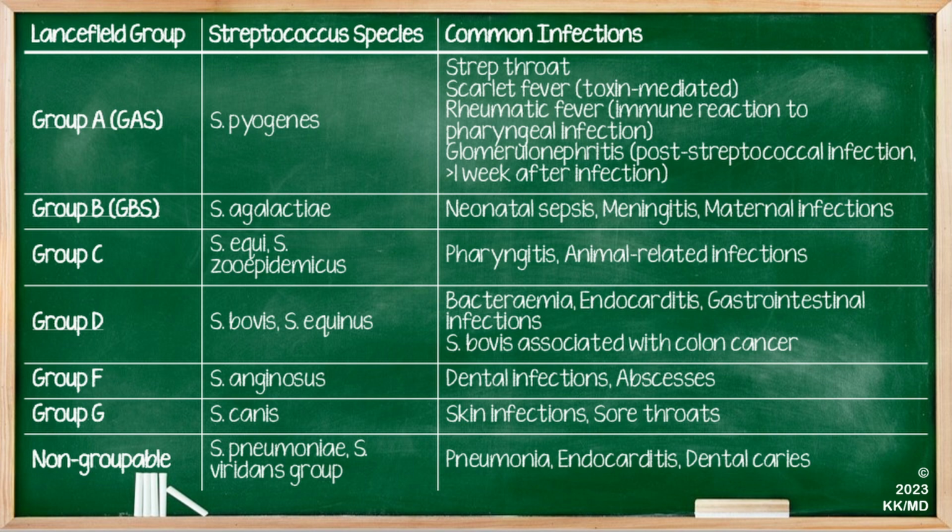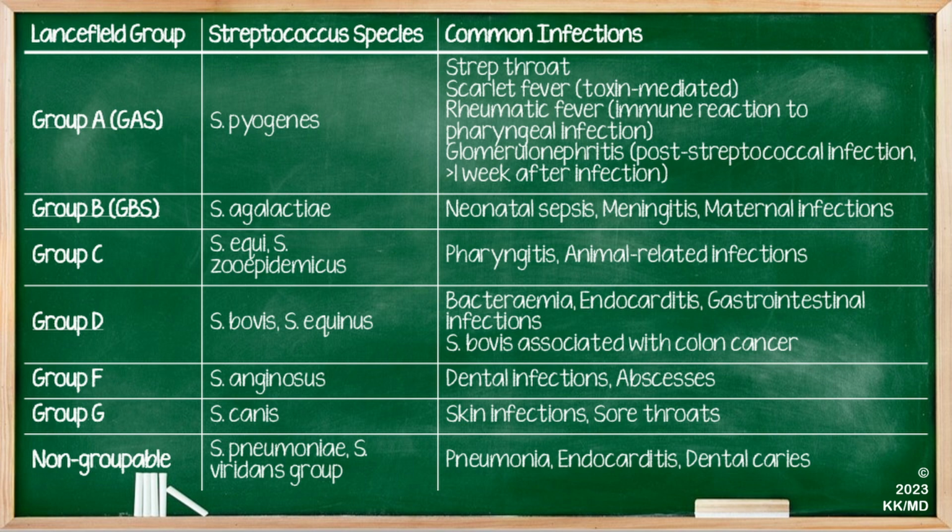So Group A Streptococcus specifically refers to Streptococcus pyogenes, and this can cause a myriad of infections. So it can cause strep throat, scarlet fever, rheumatic fever, which is an immune reaction to the pharyngeal infection, glomerulonephritis, which would be a post-streptococcal infection more than 1 week after the initial throat infection.